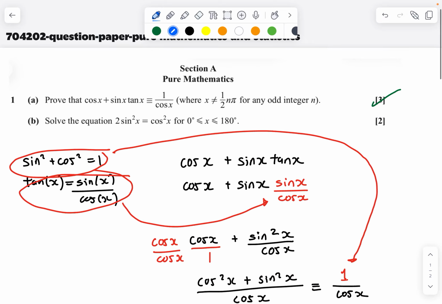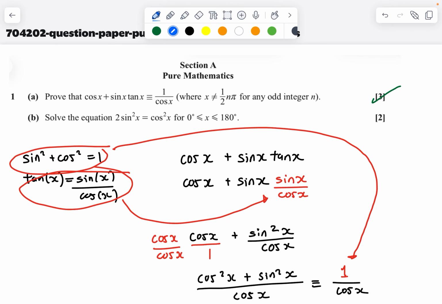Okay, I'm pretty sure that you've seen those two identities. If not, let me know.